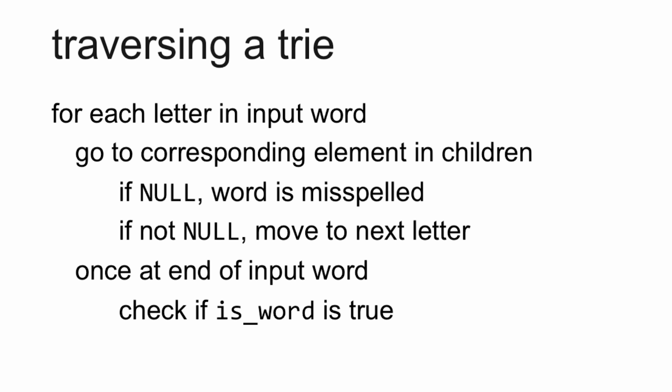The final step that we'll need to do is to check whether the Boolean is word is true or not. If true, we can return true. If false, then that's an invalid word. Now that you know how to traverse your data structure, you can get to checking.